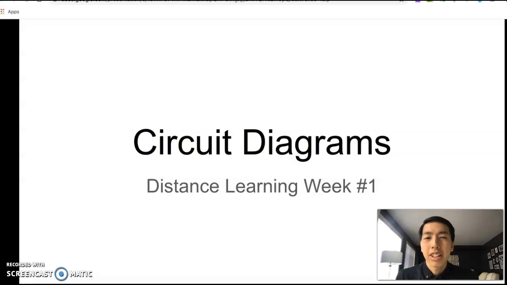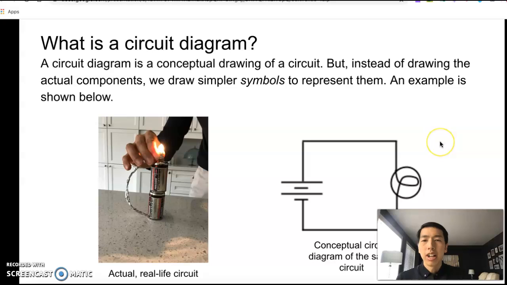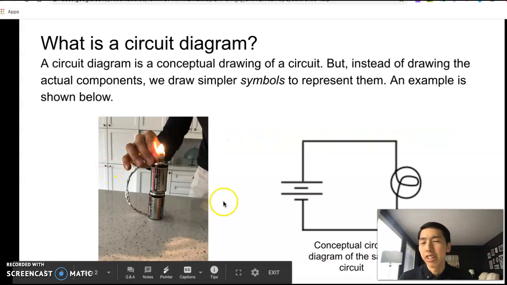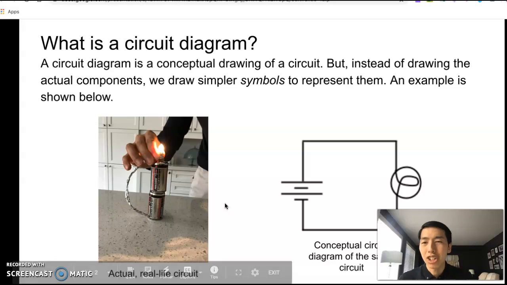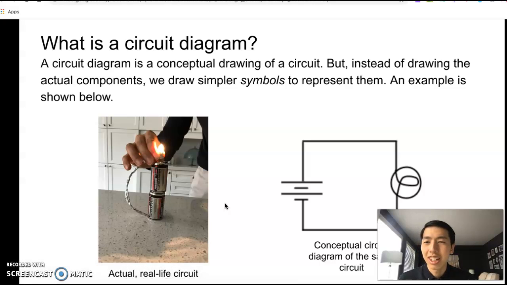Hello everyone. The topic for this video is going to be circuit diagrams. So what do I mean by that? Well, a lot of times we'll have an actual circuit, as you see on the picture on the left here. This was just my deconstructed flashlight. It had two batteries, a light bulb, and something to connect them, the conductor or aluminum foil.